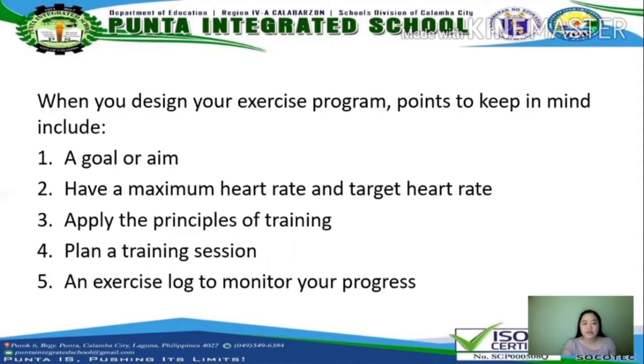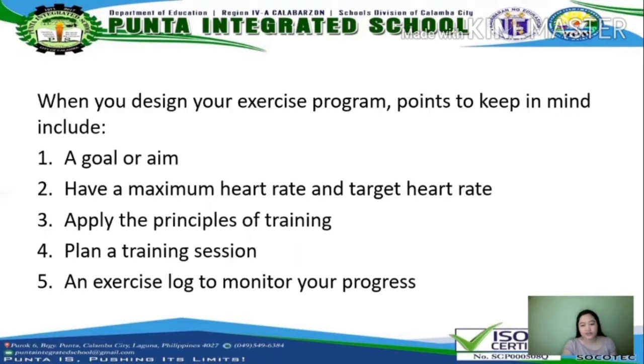Second, have a maximum heart rate and target heart rate. So you must get the maximum heart rate after doing an exercise. Why? Remember that when you are doing an exercise, you are asked first to get your resting heart rate. And after doing the exercise, you are asked to get your maximum heart rate. Why? Because some of the people who are doing their exercise might not notice that they are having a heart attack. And the third one, apply the principles of training.